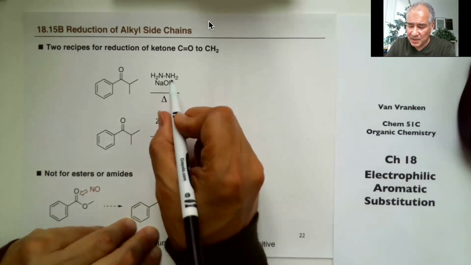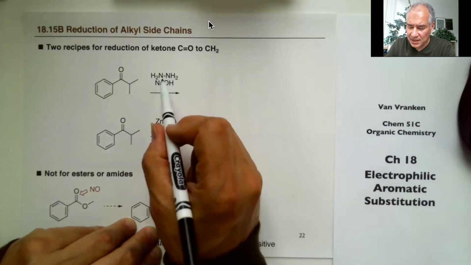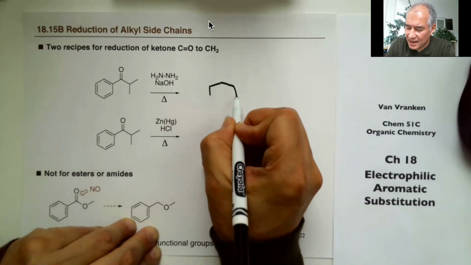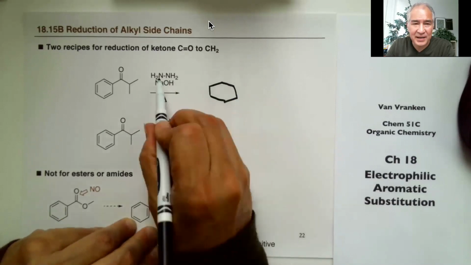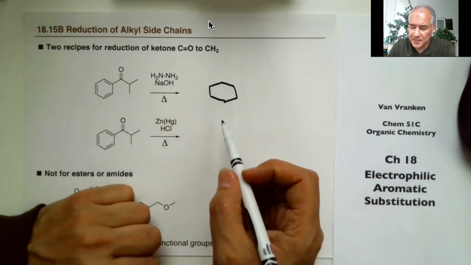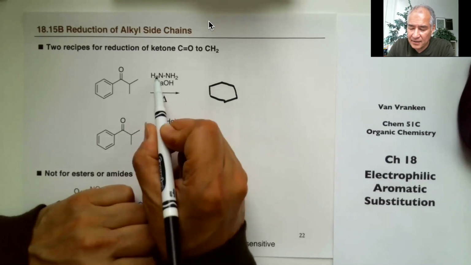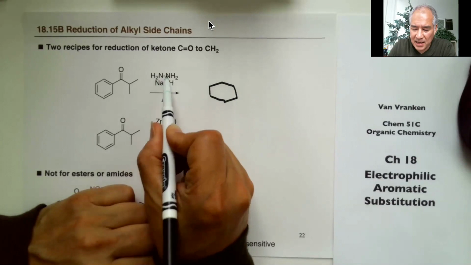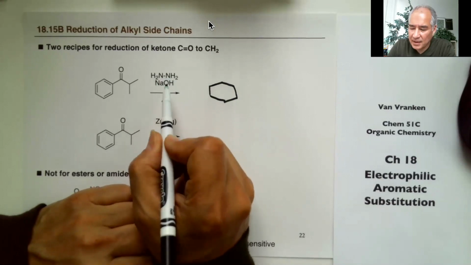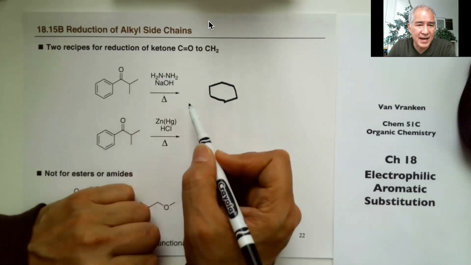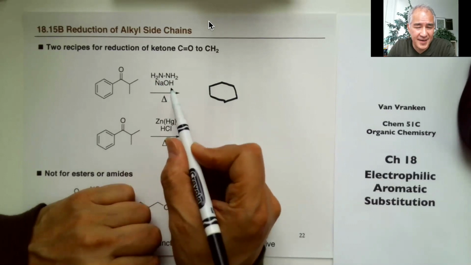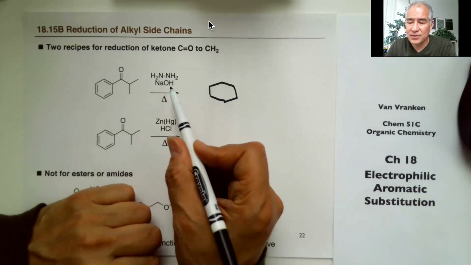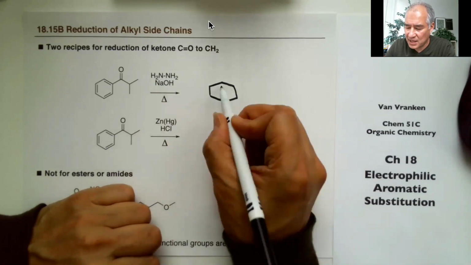The first recipe for this reduction of carbonyls is called a Wolff-Kishner reduction, and you don't need to know that. I don't care if you know what it's called, but I expect you to know the ingredients. It's hydrazine. There's a nitrogen-nitrogen bond in hydrazine, H2N bonded to NH2. In base, sodium hydroxide, and you boil the heck out of this thing. It doesn't work at room temperature. If you forget the delta, it's wrong. So you have to include the fact that there's heat there.